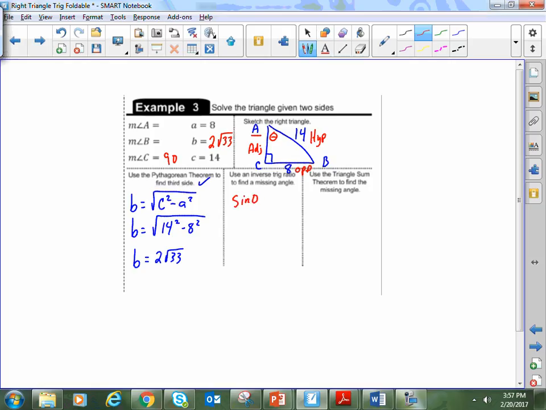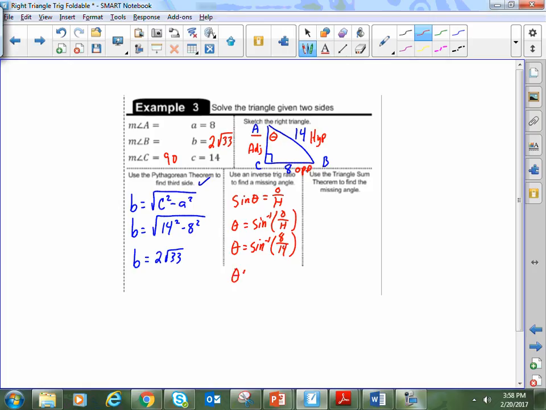So start with my rule. Sine of theta is equal to the opposite side over the hypotenuse. Now let's work it out. If I want to know the angle, it's going to be the inverse sine of the opposite side over the hypotenuse. Now I can substitute my numbers. Theta is equal to the inverse sine of 8 over 14. If you want to do the simplified fraction, you're welcome to. It'll be the same either way.